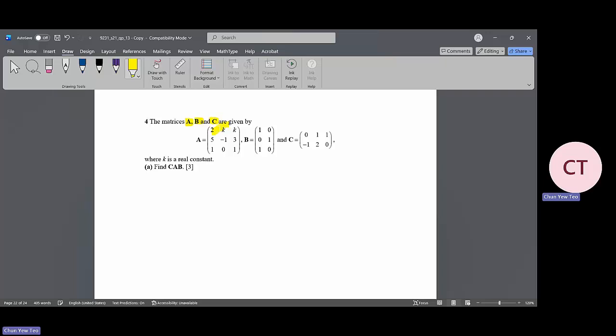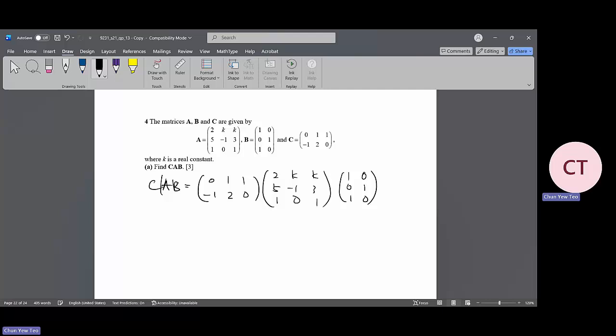Matrices A, B, C as given. They want you to find the product CAB. So the CAB, if you write them out, C will be (0, −1, 1; 2, 1, 0). A will be (2, 5, 1; k, −1, 0; k, 3, 1), multiplied by B, (1, 0; 1, 0; 1, 0). So you can actually multiply AB first and then multiply by C later, or you can multiply CA first and then multiply by B later. Over here, I will multiply AB first.